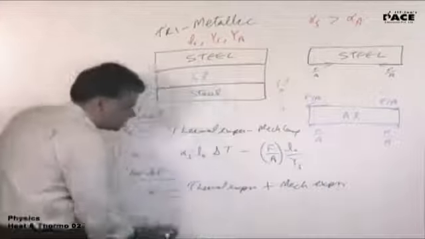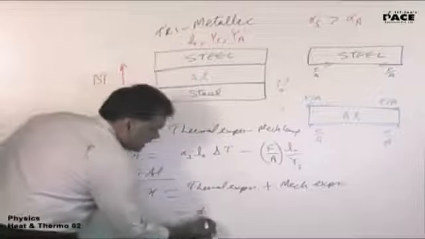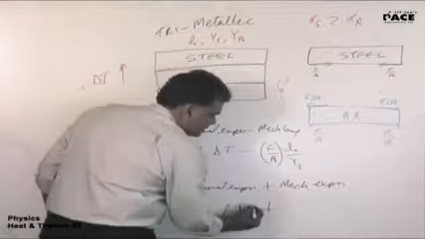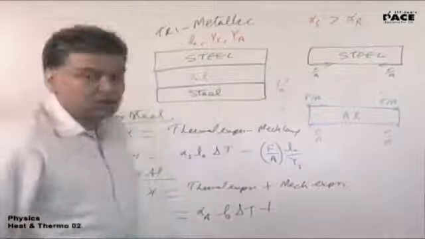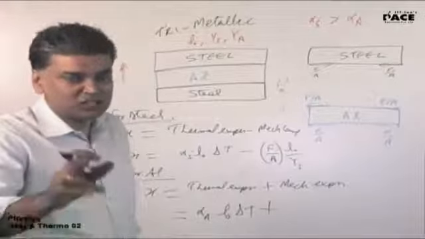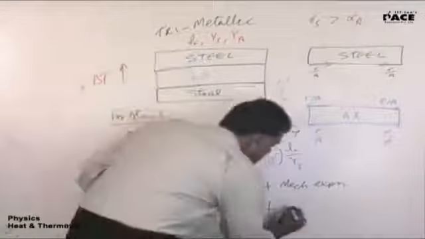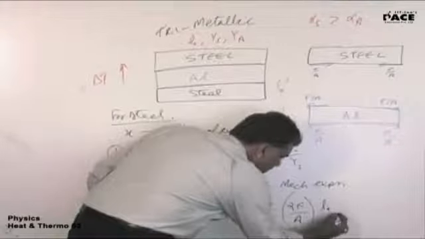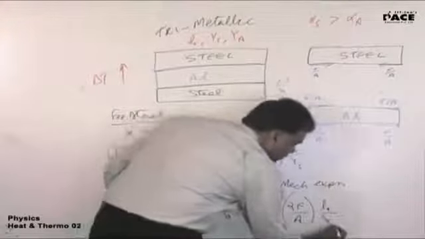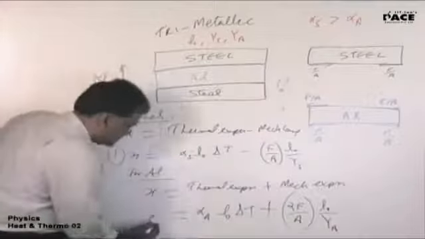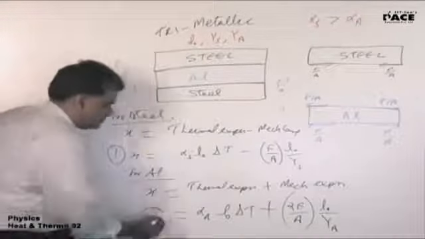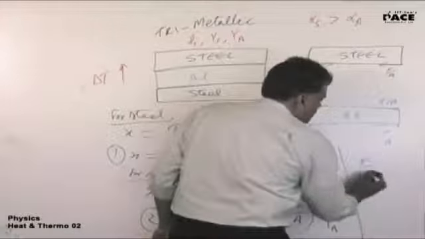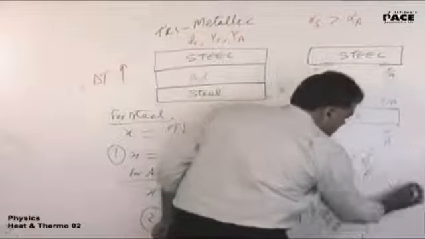So what is the thermal expansion equal to? Alpha aluminium L naught delta T plus, complete the equation, 2F by A. That's right, if the stress is 2F by A, 2F by A L naught upon Y aluminium. Okay. Once again, you have two equations, two unknowns. Eliminate F by A to solve for X and get your answer.